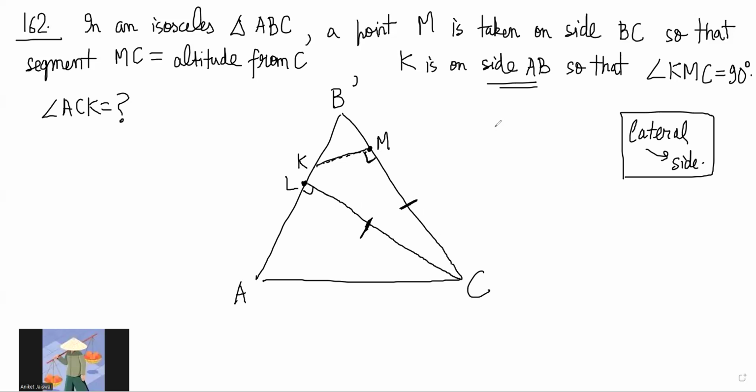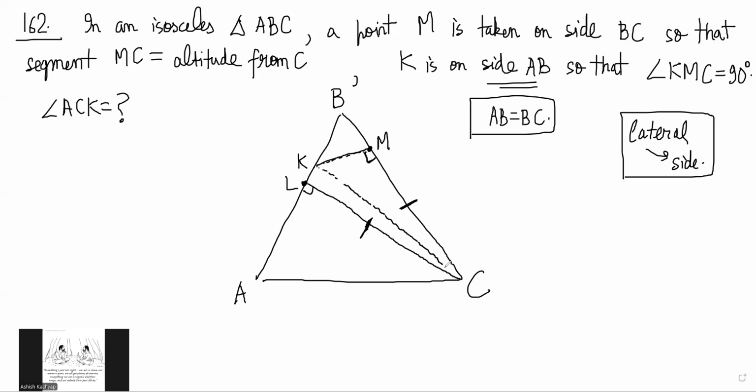Yes, sir. And we also know that AB is equal to BC because it is isosceles. We have to find out angle ACK. Okay. So right, now you can actually join K to this.